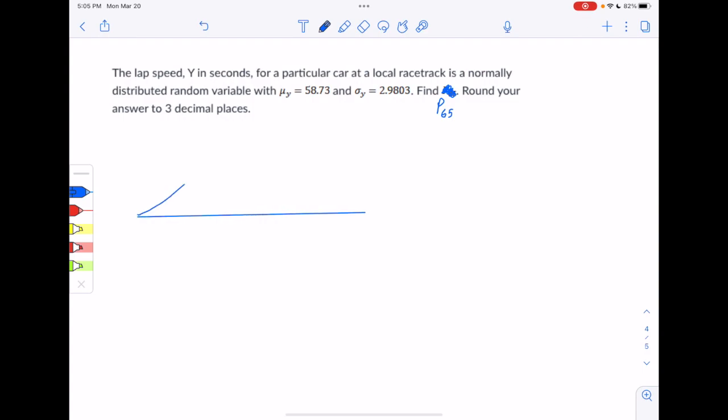So we'll start off with the normal curve, put the mean in the middle. The mean of this random variable is 58.73. And then we want P65, the 65th percentile. That number as a subscript always tells us the amount of area to the left of our value. So we have 65% of the area to our left. That means there's 35% of the area to the right. And if you have that 65-35 split with a majority to your left, the only way that can work is if your cutoff is somewhere on the right-hand side. So we'll label this P65, and that's what we're trying to find.